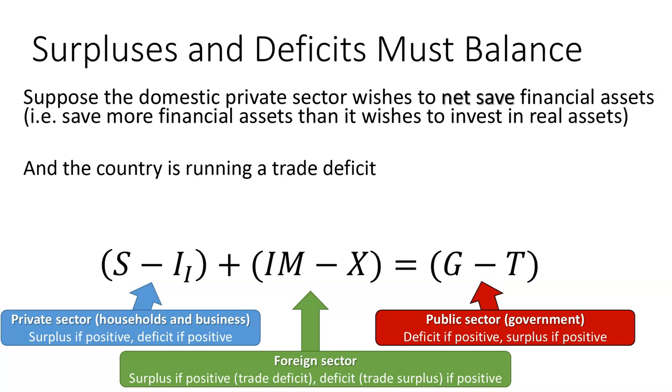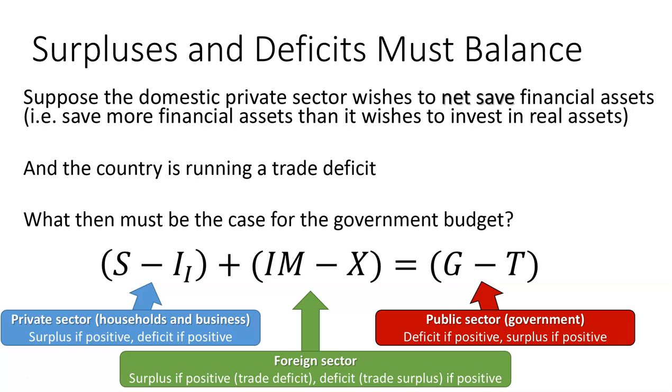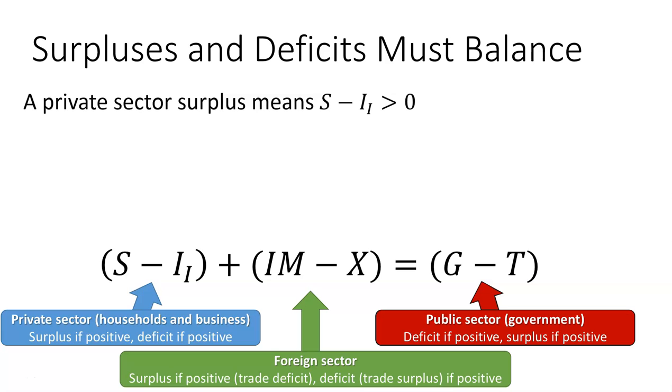Let's say also that this country is running a trade deficit, which again I want you to think of as a foreign sector surplus, imports exceeding exports. If these two things are true, the private sector is running a surplus and the foreign sector is running a surplus, then what must be true of the government's budget?